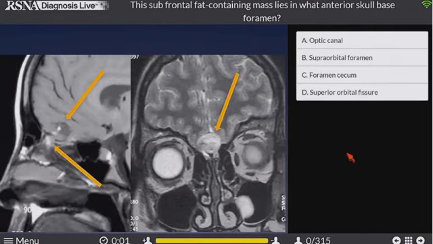So here is our first question. What we have in this patient is a subfrontal mass that has some fat in it. It lies in the anterior skull base. In what foramen?